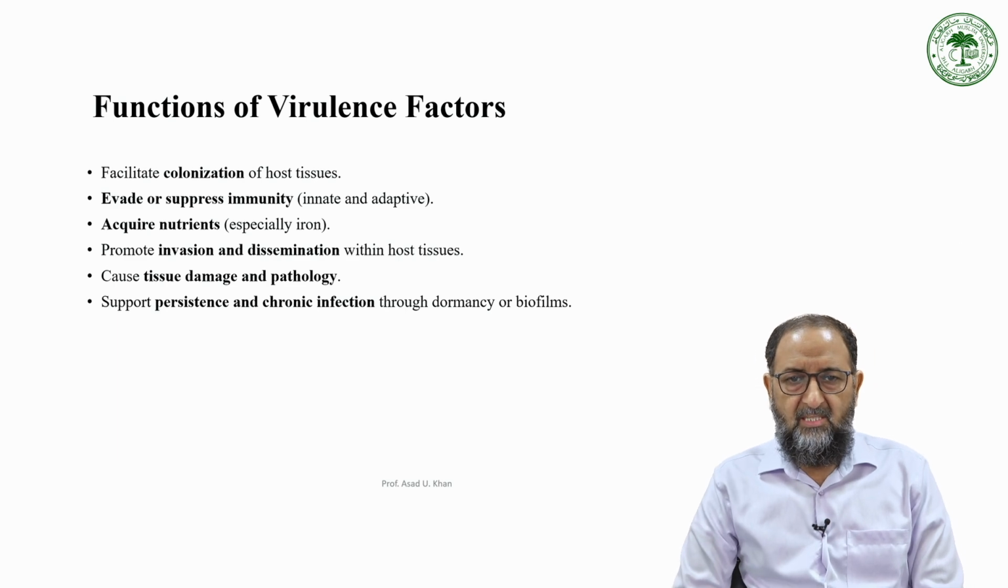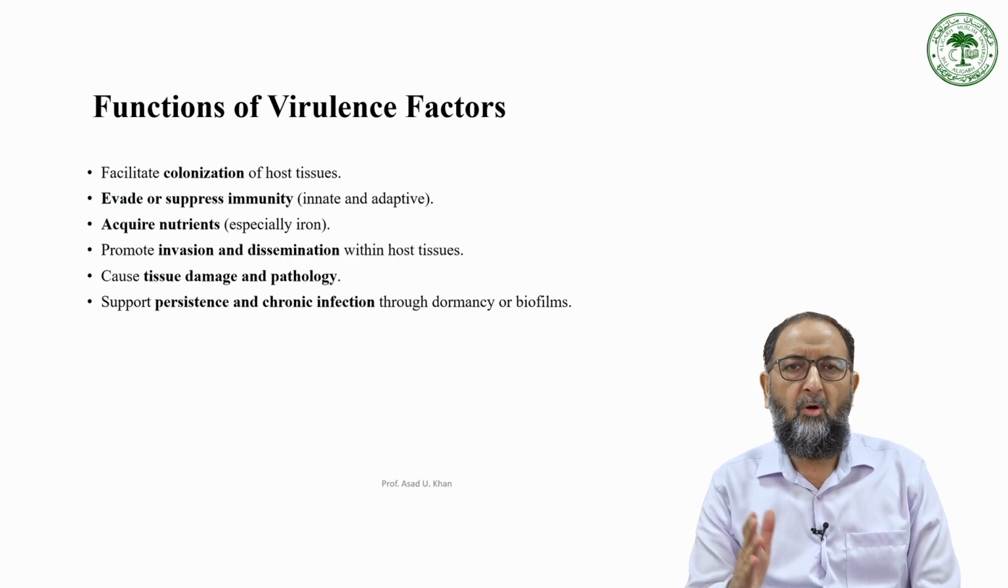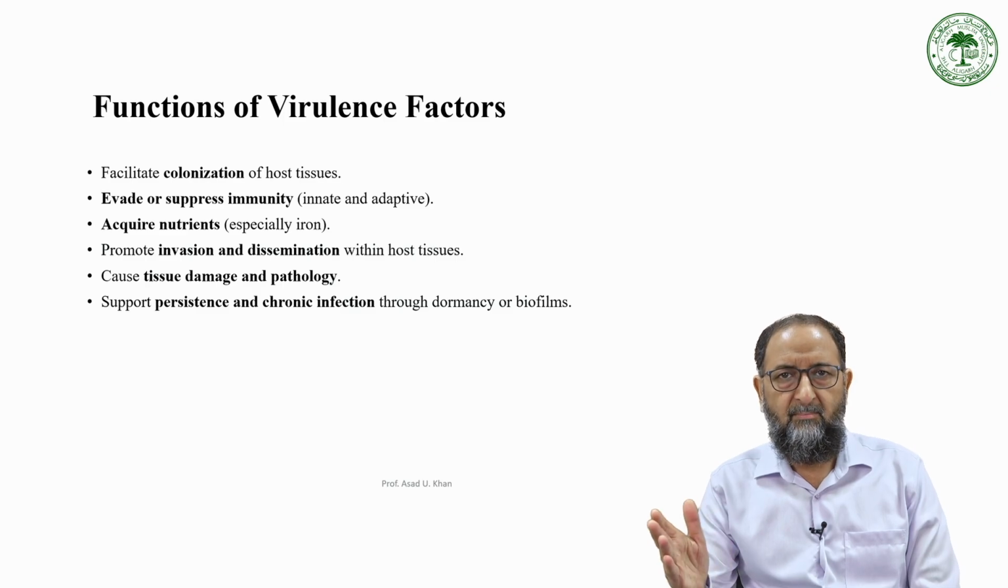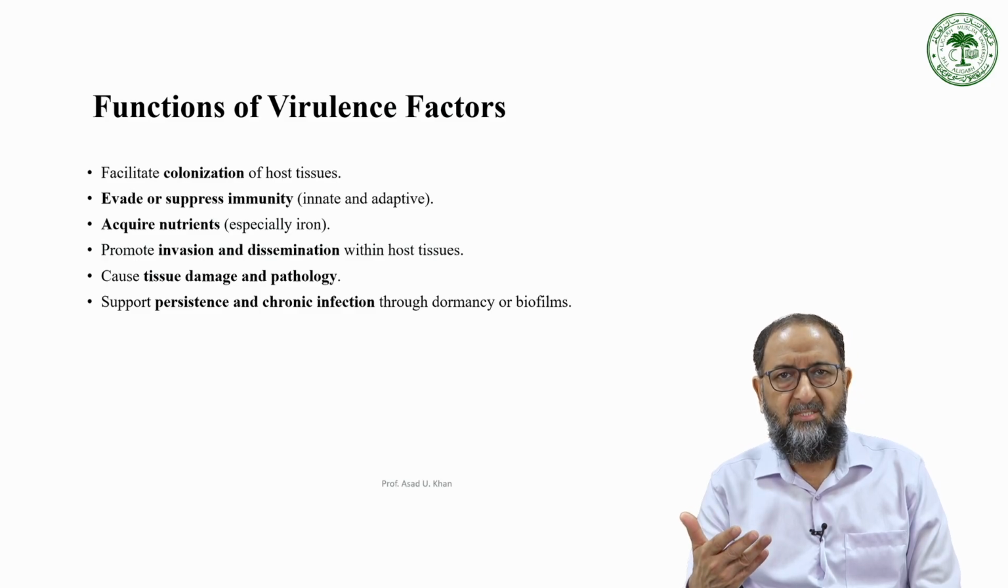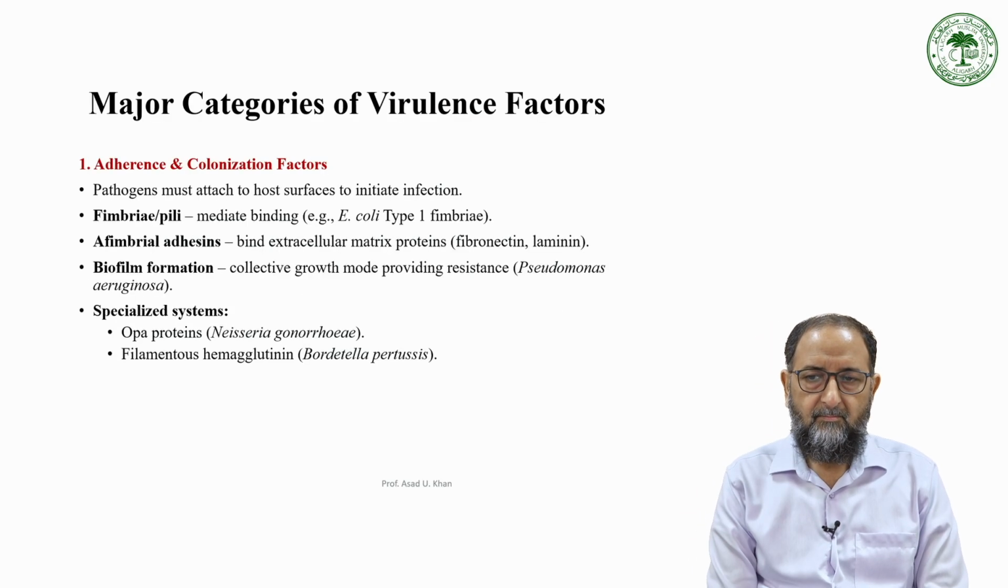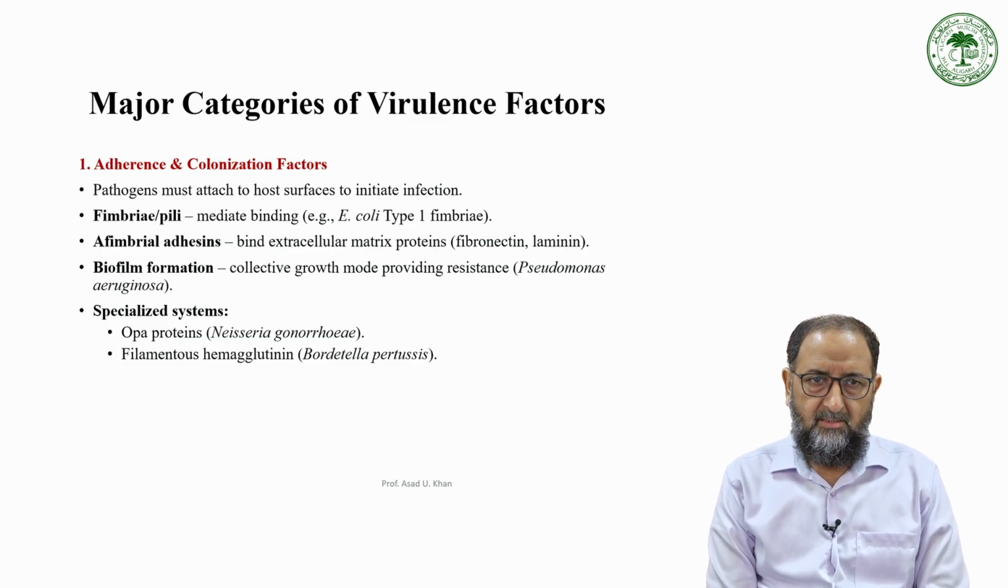Chronic infections, as I talked about in my last lecture, means the infection which is long-term, and acute infection is the quick, early-stage infection. The major categories of the virulence factors. What are the major categories?